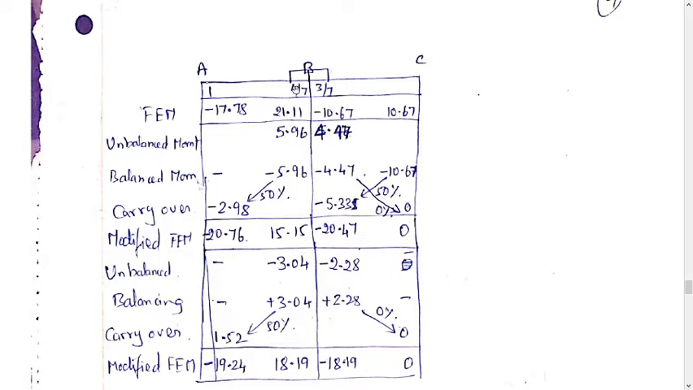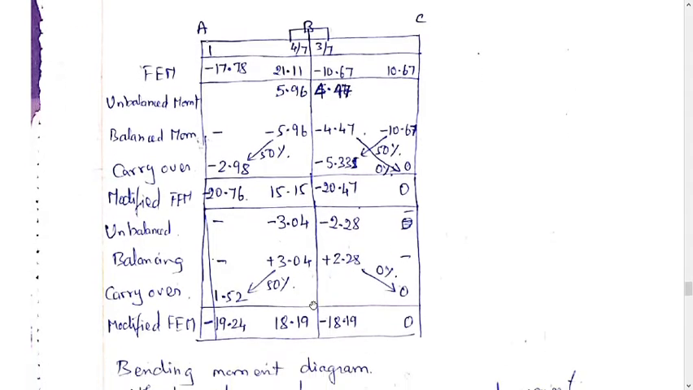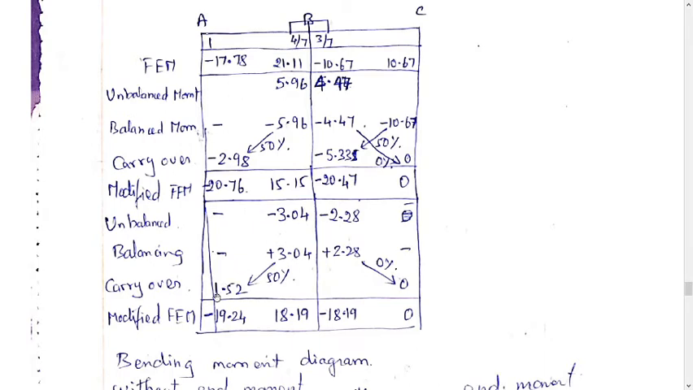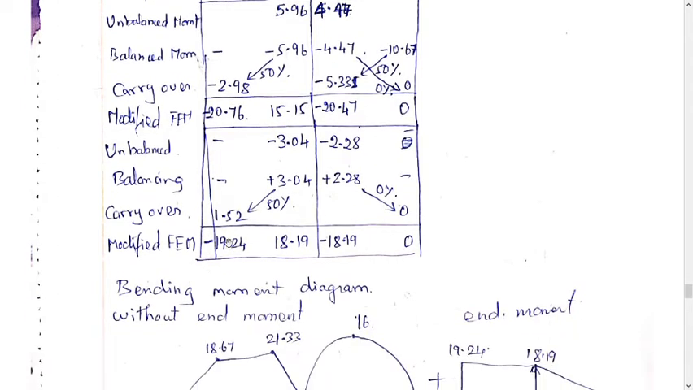So that value into 4 by 7, it is minus 3.04, and the value into 3 by 7 you will get 2.28 minus. So after that, here it is unbalanced, 0, and here balancing also it is 0. The negatives of these values are plus. Then carry over, here only 50%, and here it is 0% because here it is roller and here it is fixed. So finally you will get the following things.